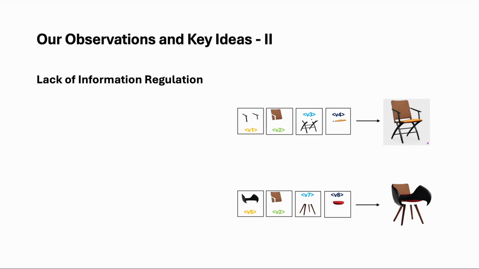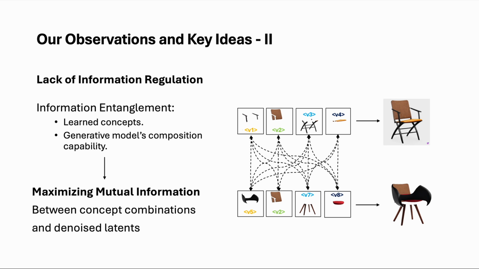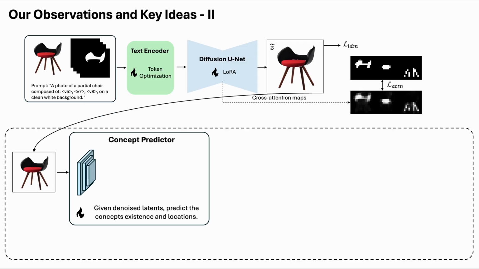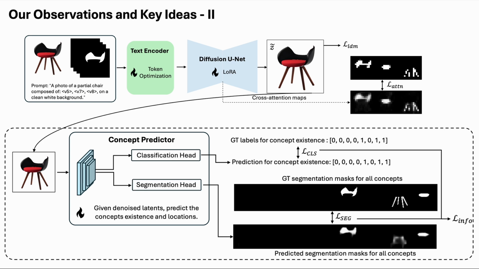Next, we address concept entanglement. Without explicit regulation, concept embeddings can leak or overlap information, causing the model to miss or confuse parts. To fix this, we propose to maximize mutual information. We train a concept predictor on denoised latents to identify which parts are present. This predictor has two heads: a classification head to ensure the right combination of parts is captured, and a segmentation head to localize them. These losses guide the diffusion model to better disentangle and encode part-level information.